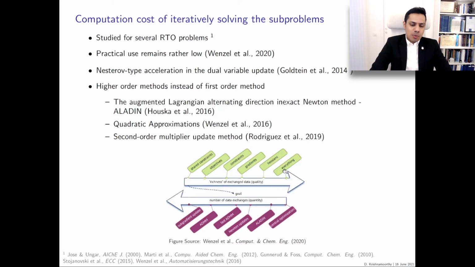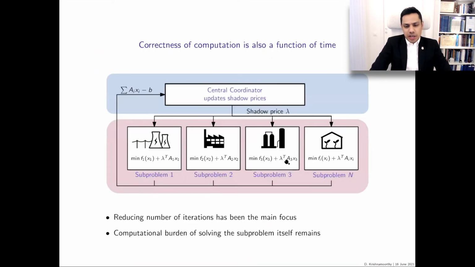So in real-time optimization, the correctness of computation is also a function of time. What I mean by this is that a meaningful application requires that the solution to the optimization problem is available when I need it. We see that most of the developments to address the computation time in distributed optimization have predominantly been aimed at reducing the number of communication rounds between the master and the subproblems. Although these are very important developments, the computational burden of solving the subproblem itself still remains. And this is what I would like to focus on in this talk.